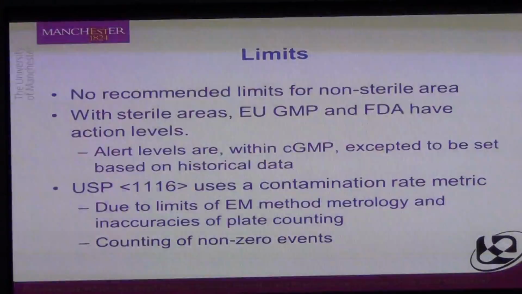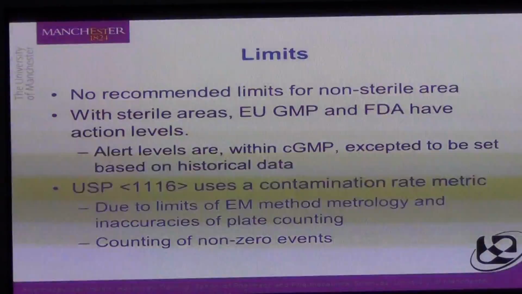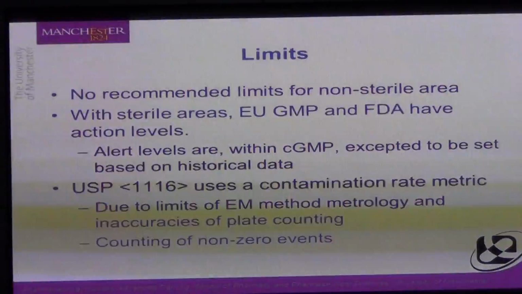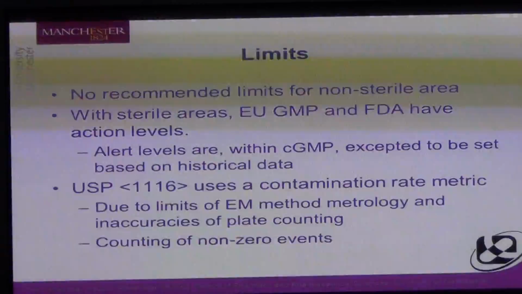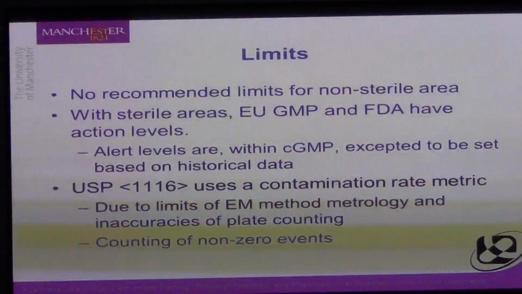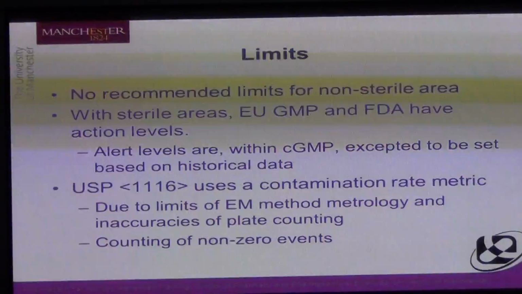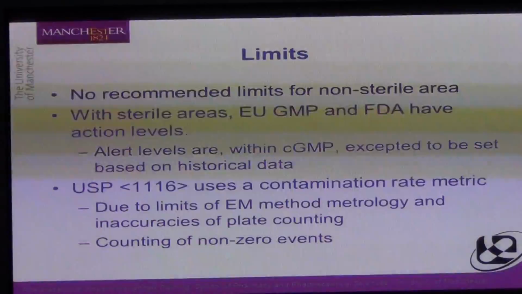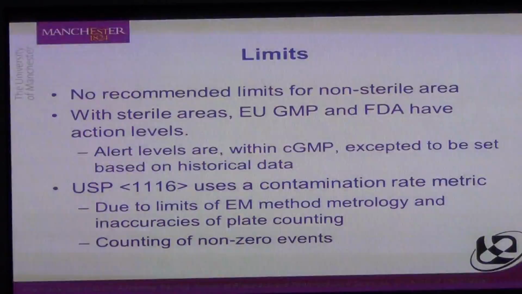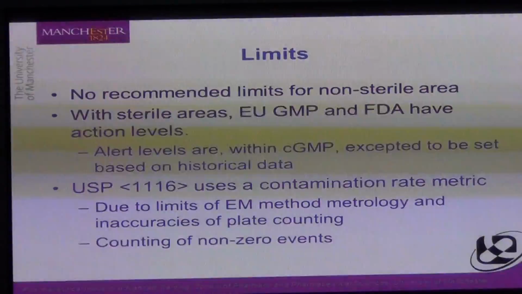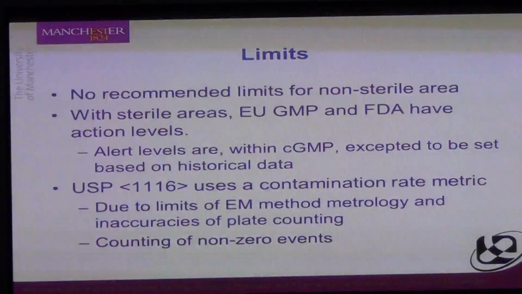Now, to turn things on its head, the new edition of the USP 1116 chapter has no limits for environmental monitoring. Instead, it looks at contamination rate metrics. So it's more concerned about how often does a non-zero event occur, or how often does a count occur. It doesn't matter what the count is, just how often it happened. And that's a completely different way of assessing data to the classic action level techniques. So I think it's important to emphasise those, and it's important to read that section of the module that explains those more fully.